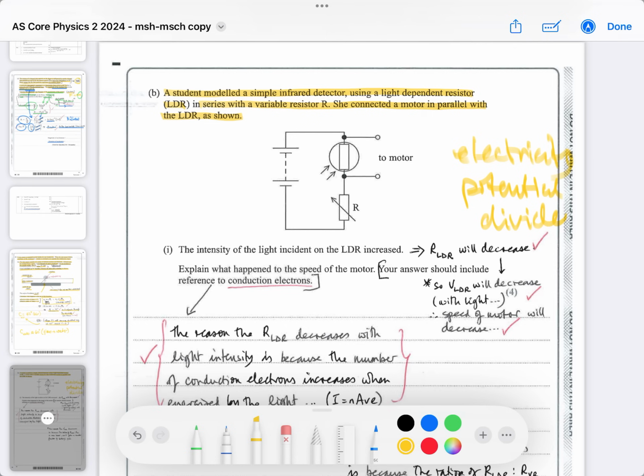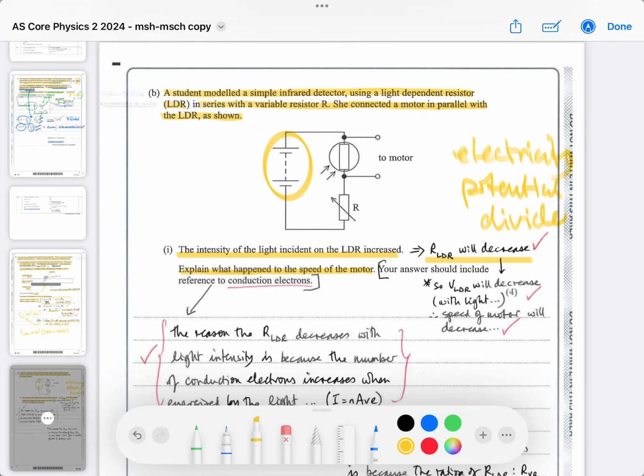Now, a potential divider is when the two resistances divide the potential that's available, which is the battery potential, between them, according to their resistance. The intensity of light incident on the LDR increases, and that means the resistance of the LDR will decrease. Okay? They want to know what happens to the speed of the motor. Well, it depends on what will happen to the voltage.